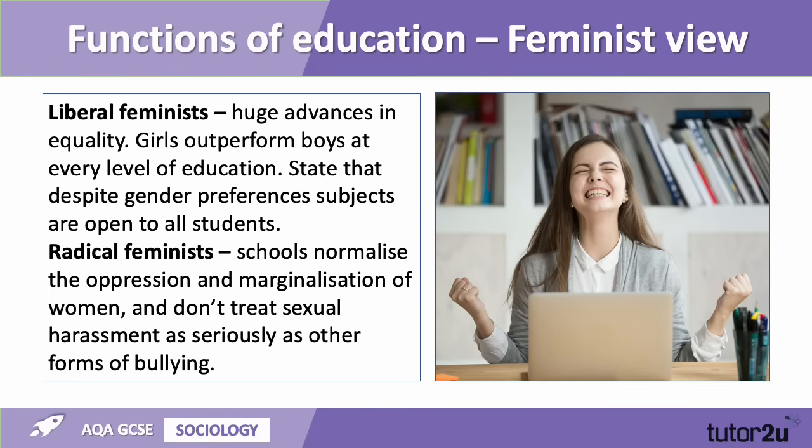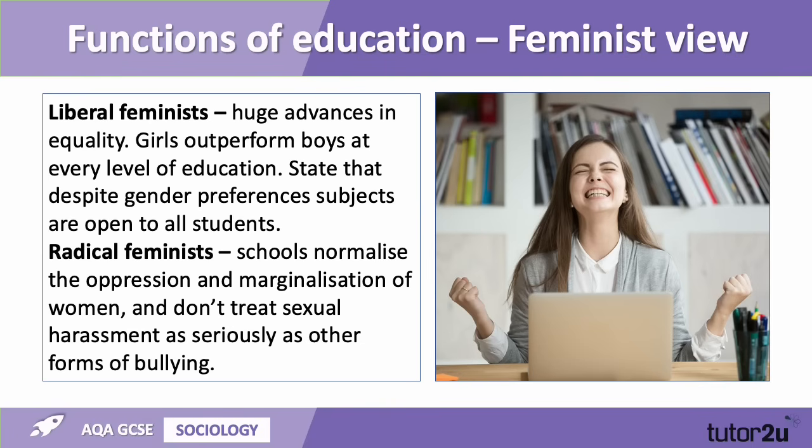So let's have a look at different types of feminists and what their views of education are. So liberal feminists agree that the education system is patriarchal, but there have been huge advances in equality. Perhaps the biggest change since the 1980s is that girls now outperform boys in education. So if the system is a patriarchal one designed to favour boys, it is failing. Today, once subjects become optional, there are quite clear gendered preferences for one subject or another, but all subjects are open to all pupils.